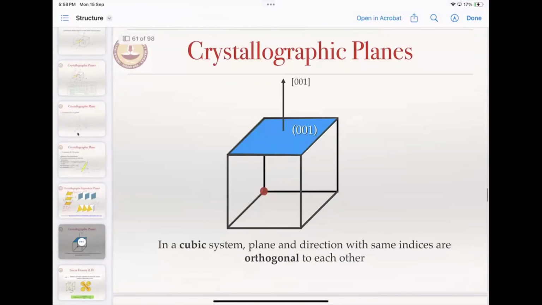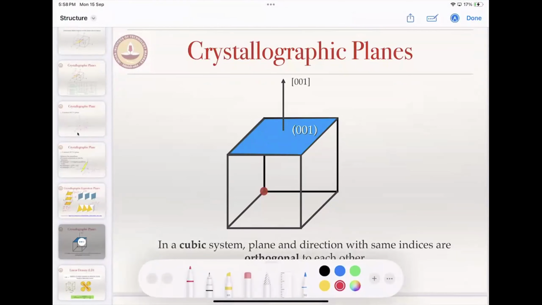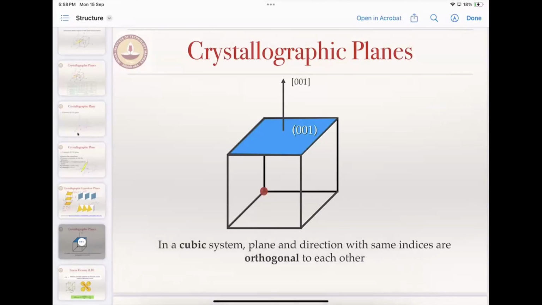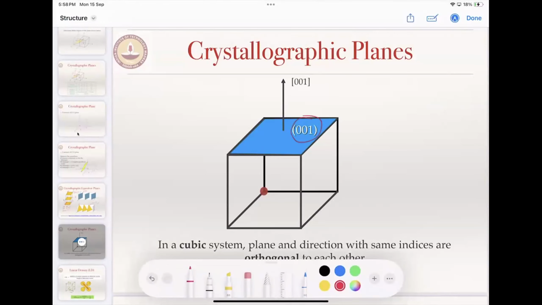Now let us look at this blue color plane. Is it clear to all of you that it is 0, 0, 1? There is no question, right? And it turns out that in a cubic system, the indices of a plane and the normal to the plane will be the same. It is only true for cubic systems.